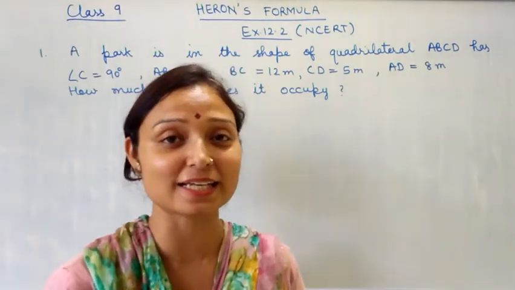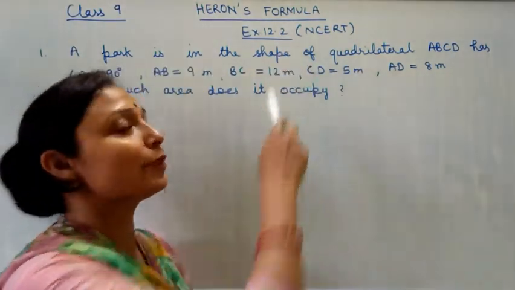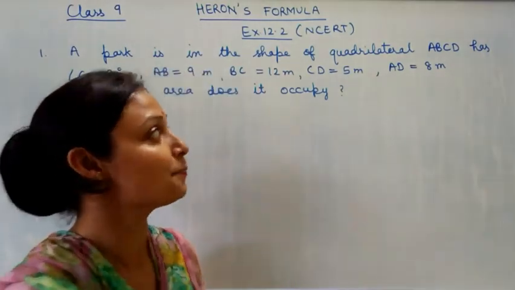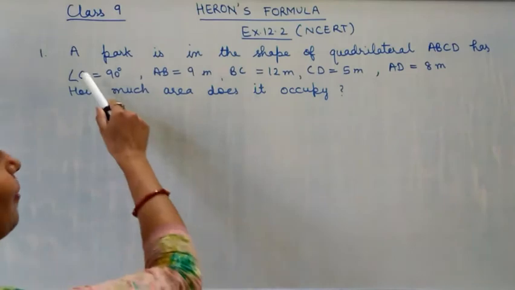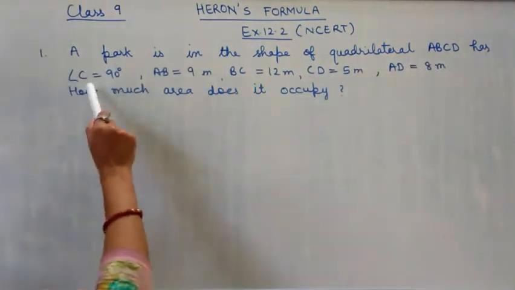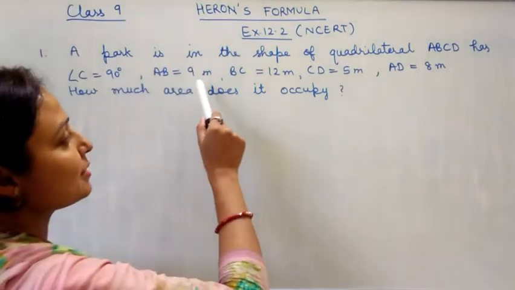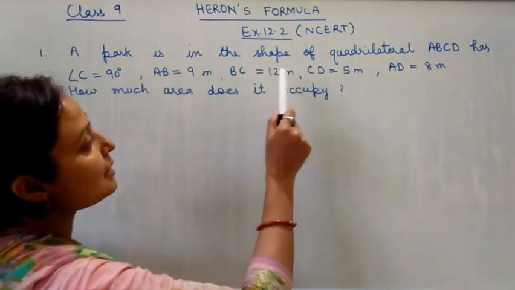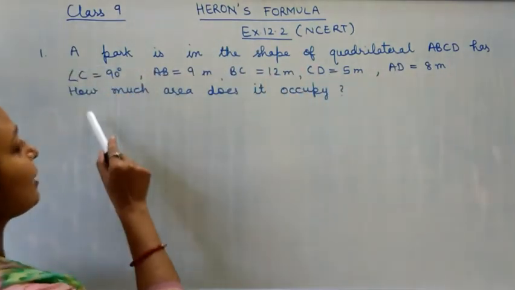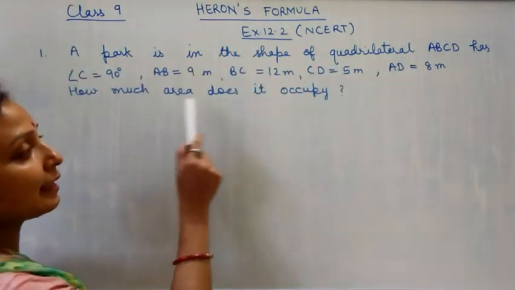In the lecture of class 9th, I will solve exercise 12.2. I will do the first and second question of this exercise. So what is the first question? A park is in the shape of quadrilateral ABCD, has angle C equal to 90 degrees, AB is equal to 9 meter, BC 12 meter, CD 5 meter and AD 8 meter. How much area does it occupy?